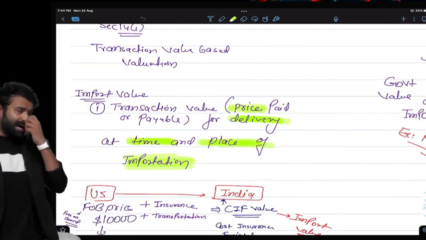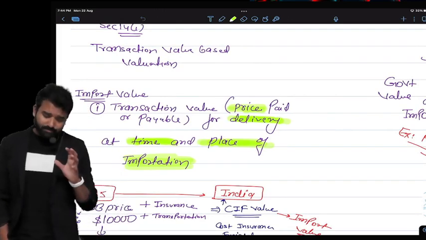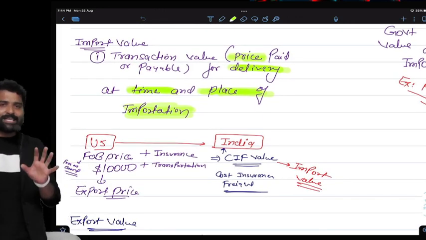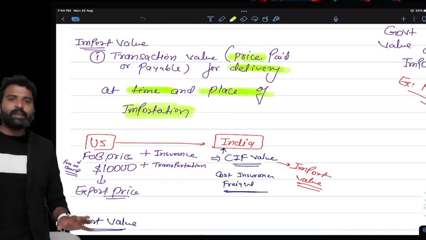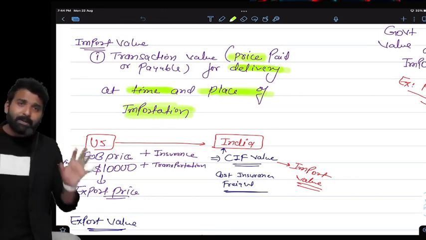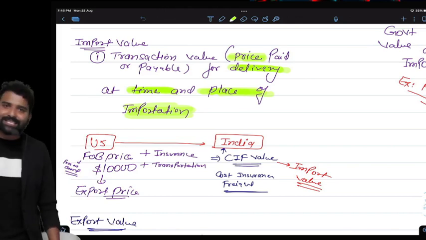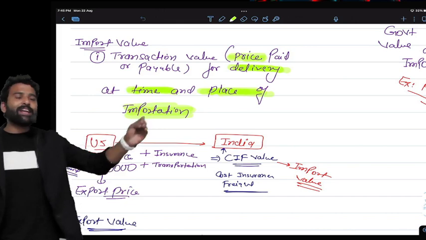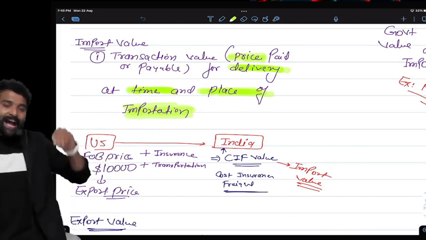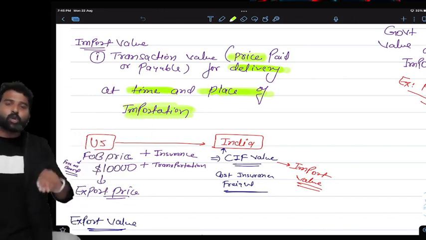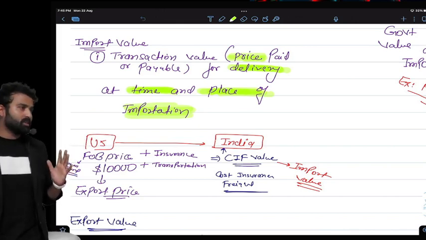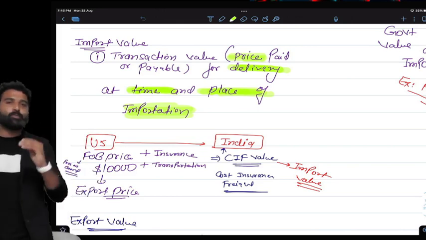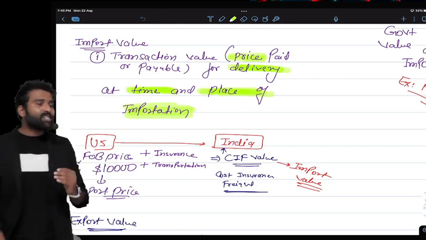Now the question arises, sir, what is the meaning of transaction value based valuation? Transaction value based valuation means I will be paying duty on the price. Transaction value means price. So I will be paying the duty on the price, not the fixed value or the presumptive value. I will be paying custom duty on the actual price I have paid for importation of such goods. So at what price I have imported the goods, at that price I have to pay the custom duty. That is called transaction value based valuation.